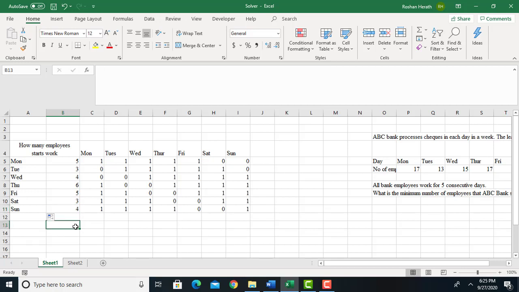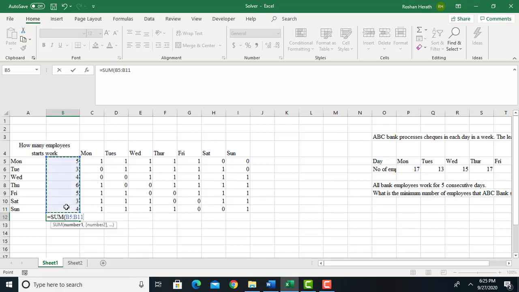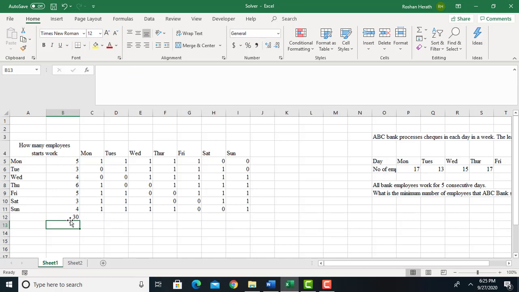So consequently, if I take the total over here, it will show the total number of employees that the business organization may have. Here if we get the total, according to the values that we have assumed, we have 30 employees. So the total employees is 30. Here it's a kind of assumed figure.